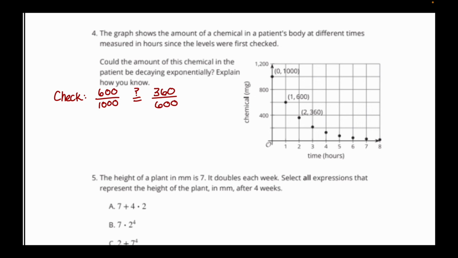I'm going to plug this in a calculator just to double check. Okay, when we have 600 divided by 1,000, that will simplify out to 3 over 5. And when we have 360 divided by 600, that also simplifies out to 3 over 5. So it does. While I did that math, I'm going to now give an answer.